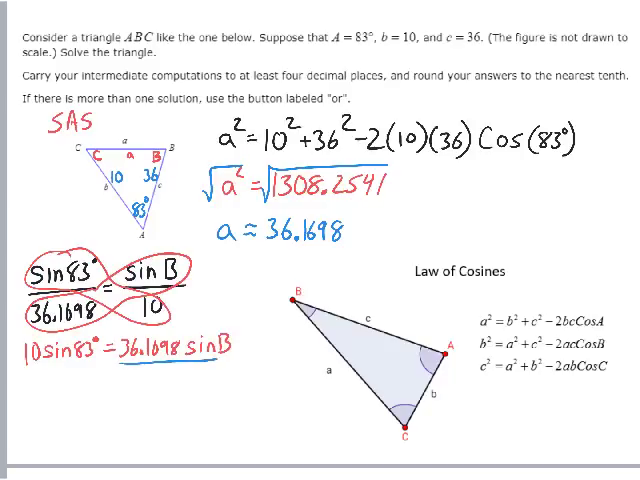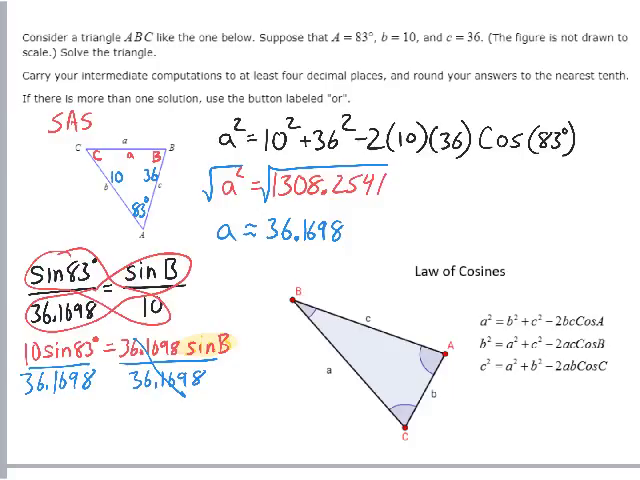Now we divide both sides by 36.1698. Kind of a long number, sorry. And then you get this right here. You've got to kind of think it through. You've got this right here left. I have this sine B I have to solve for.